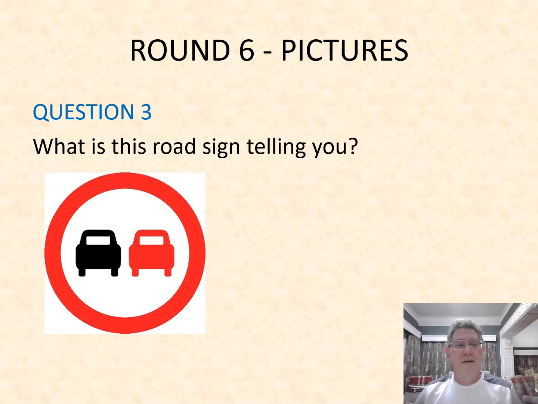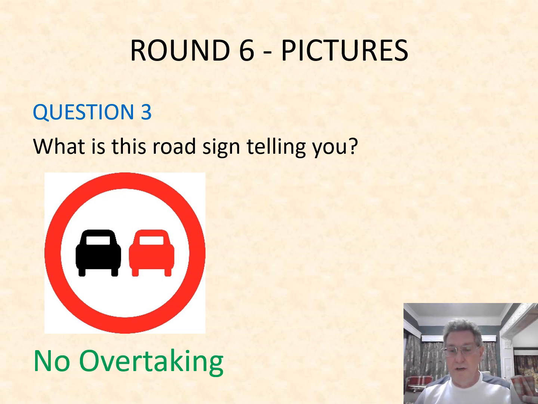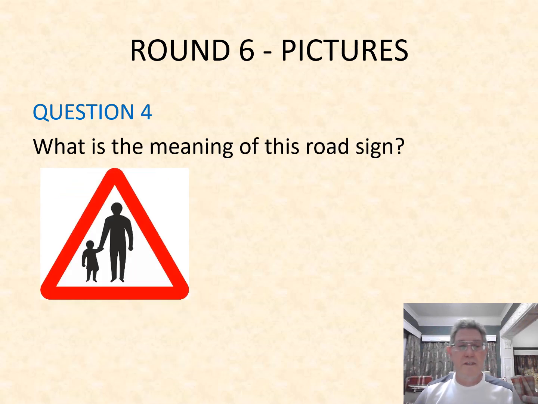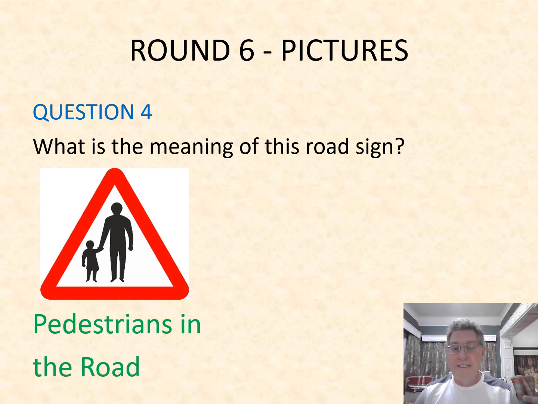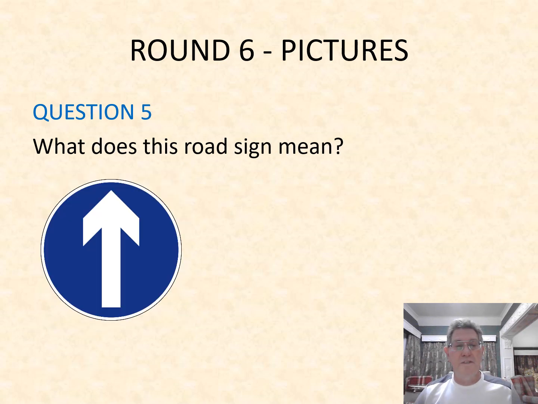Number 3, what is this road sign telling you? It's telling you not to overtake, no overtaking. Question 4, what is the meaning of this road sign? That's telling you there are pedestrians in the road, so there's obviously no path. Number 5, what does this road sign mean? Did I catch you out? It means ahead only. Doesn't mean one-way street.